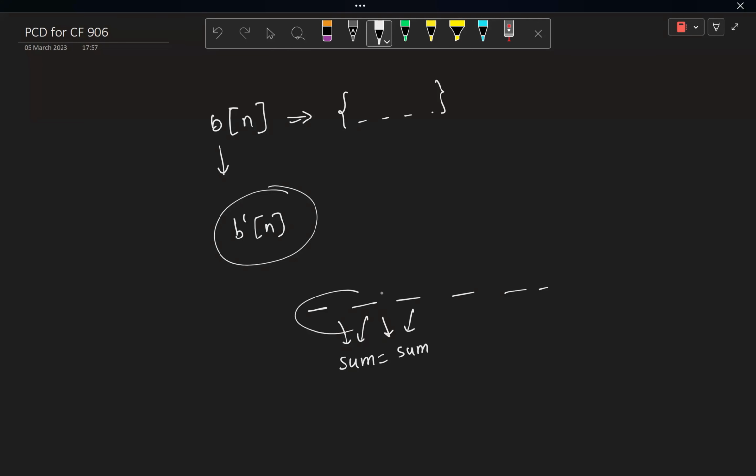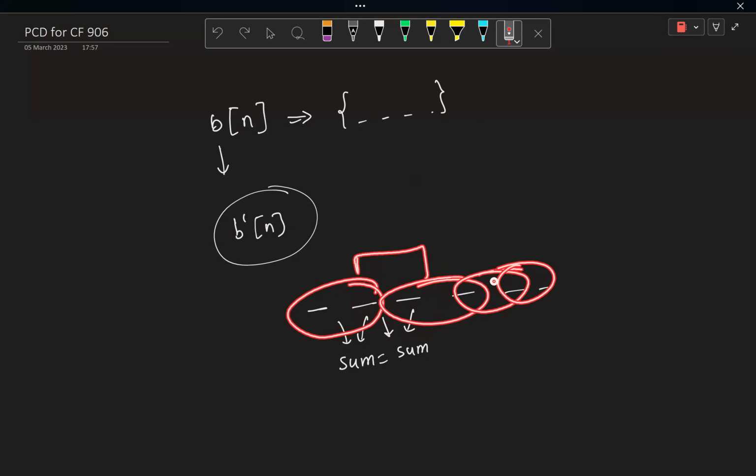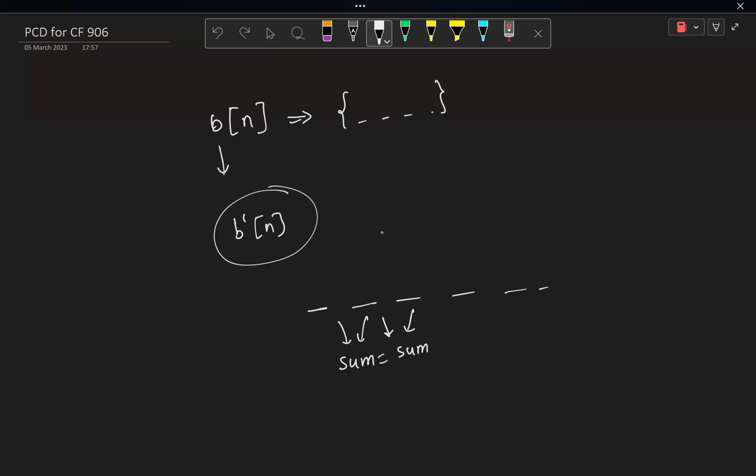The sum of these two elements is equal to the sum of these two elements is equal to the sum of these two elements, which is equal to the sum of these two, and these two, and so on. We have to find this. Just please confirm if the problem is clear or not. We just have to return yes or no, whether it is possible or not.